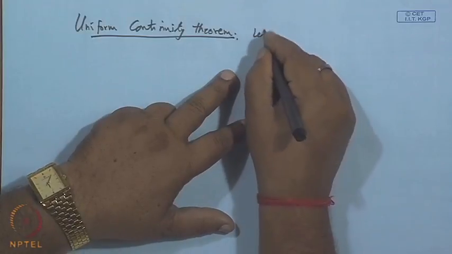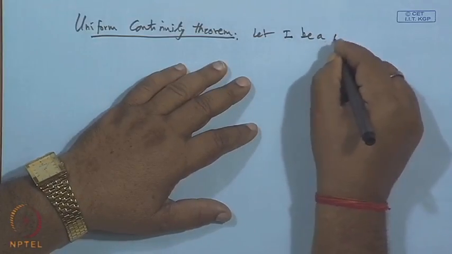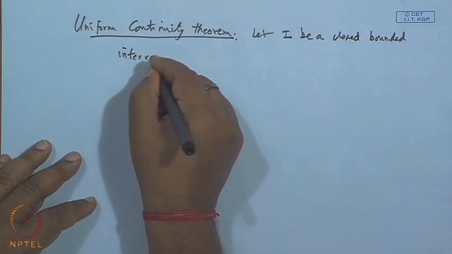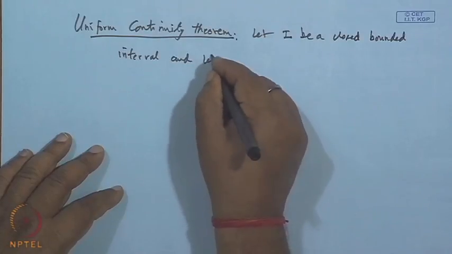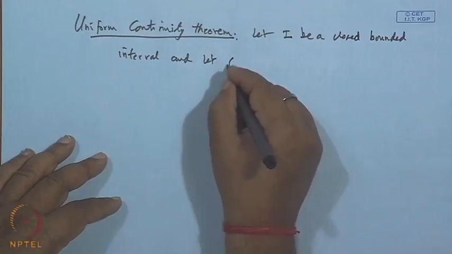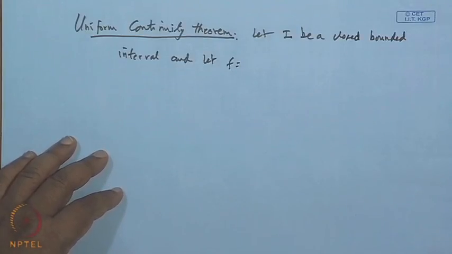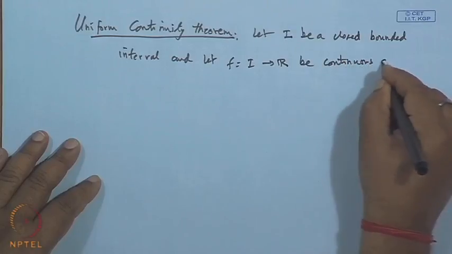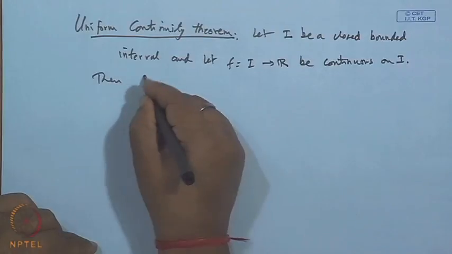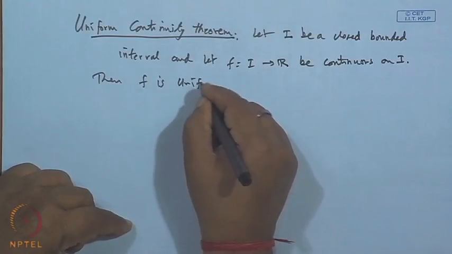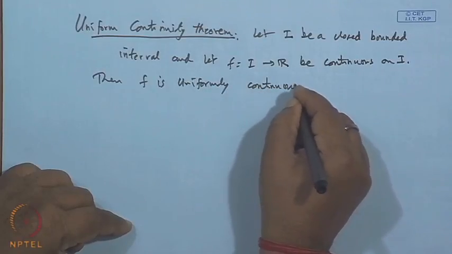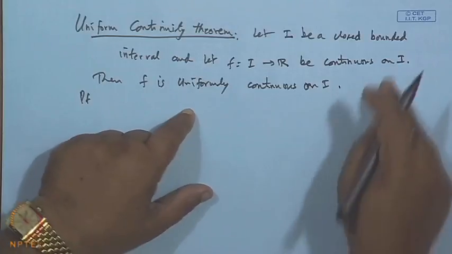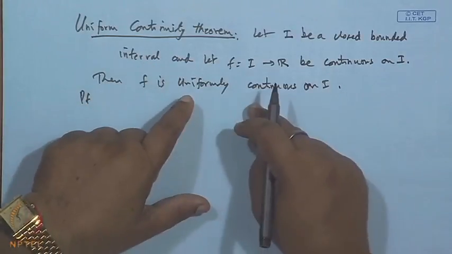The theorem says: let I be a closed bounded interval and let f, which is a mapping from I to R, be continuous on I, then f is uniformly continuous on I. So, what he said: if the function f is continuous over a closed and bounded interval, then the function must be uniformly continuous.